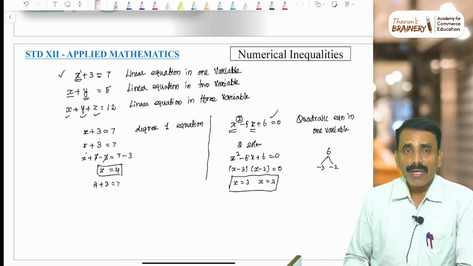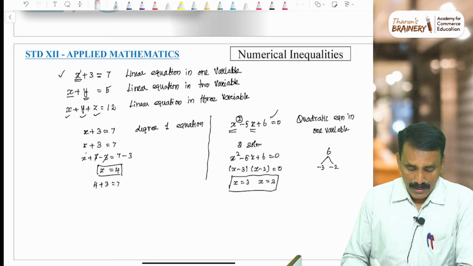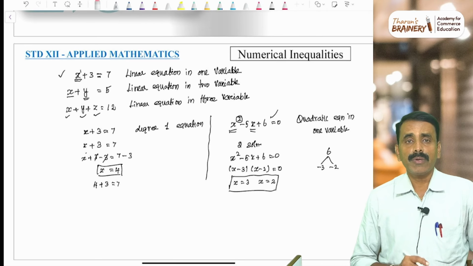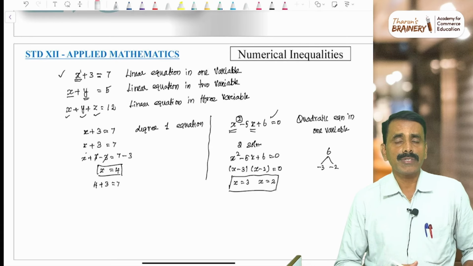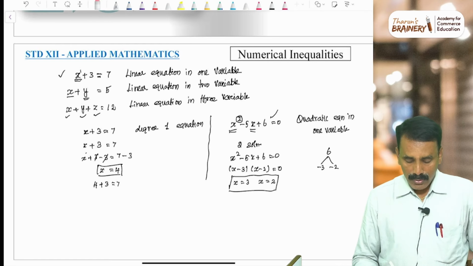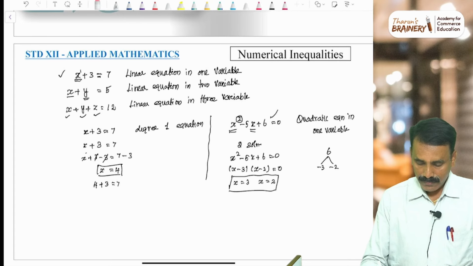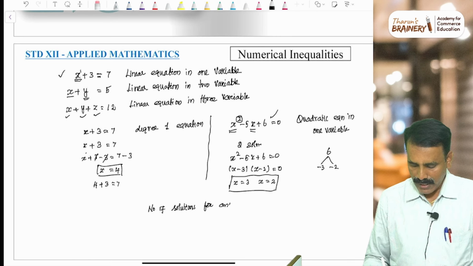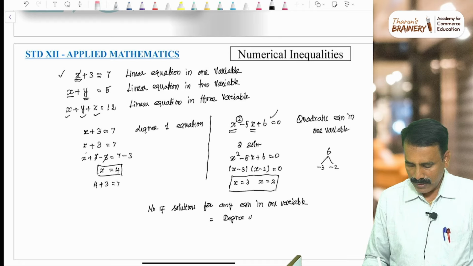Depending on the degree, we classify equations into linear equation, quadratic equation, cubic equation, then degree 4 equation, biquadratic equation, and so on. And we must know that the number of solutions for any equation in one variable will be equal to the degree of the equation.